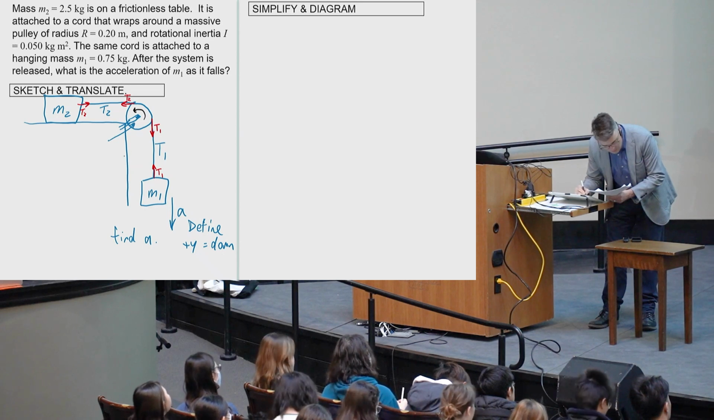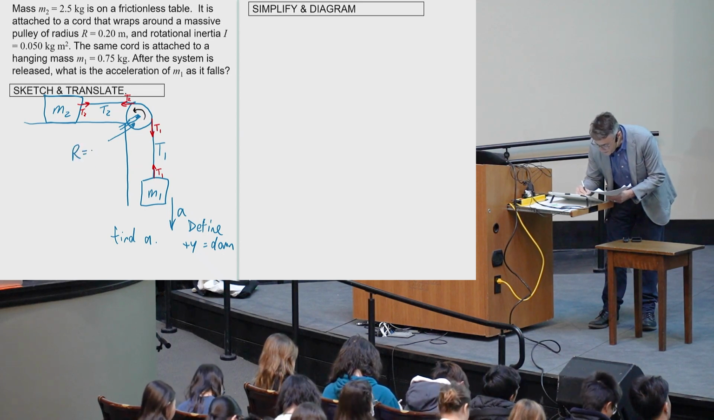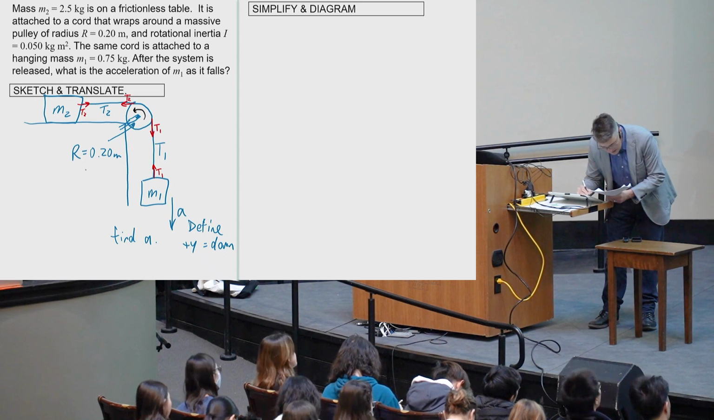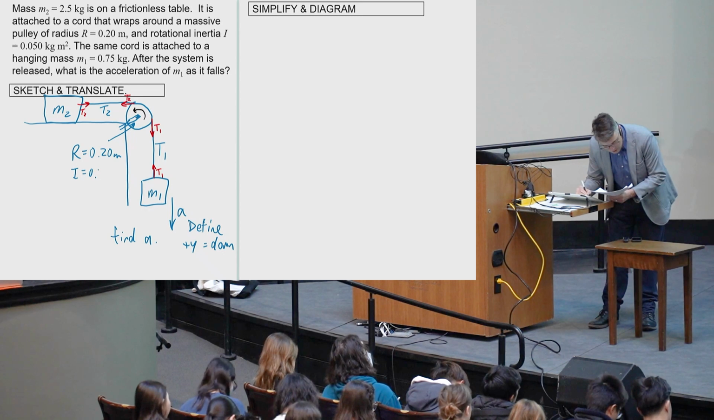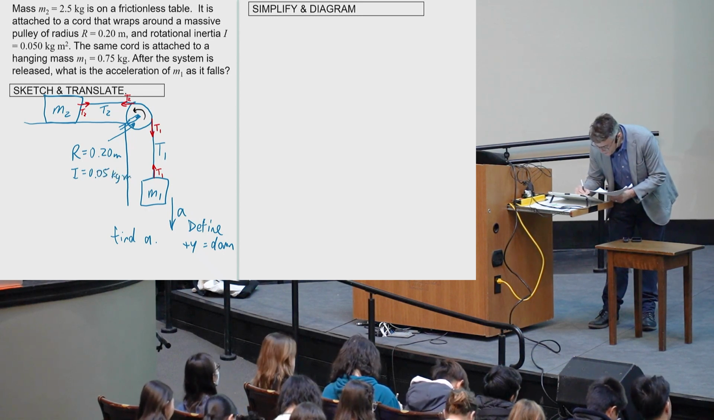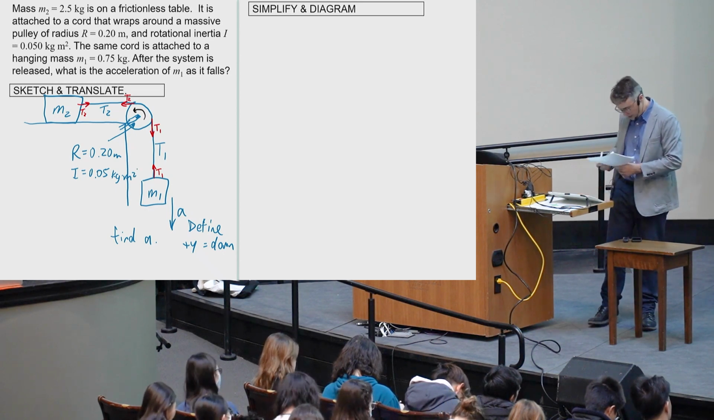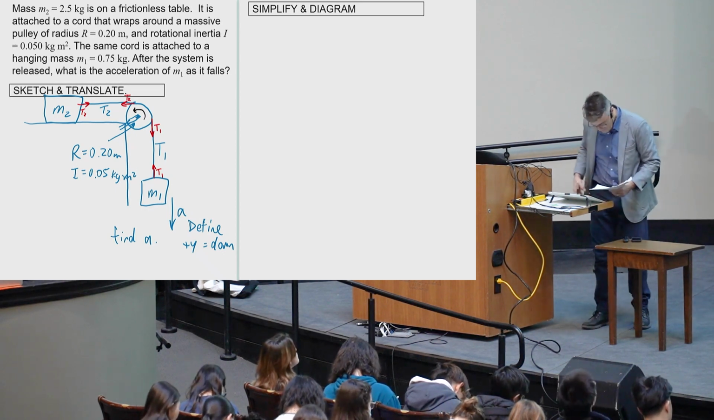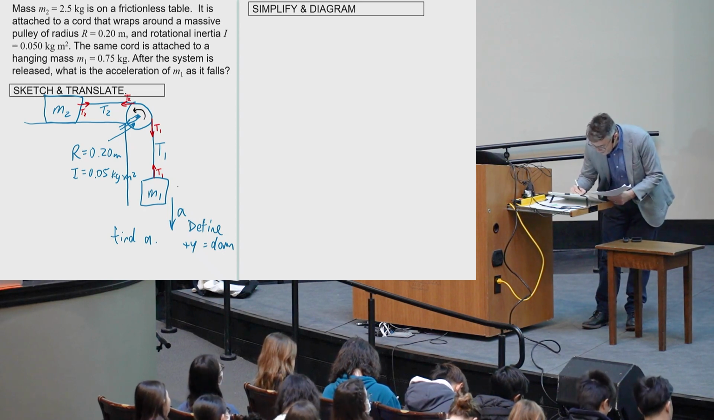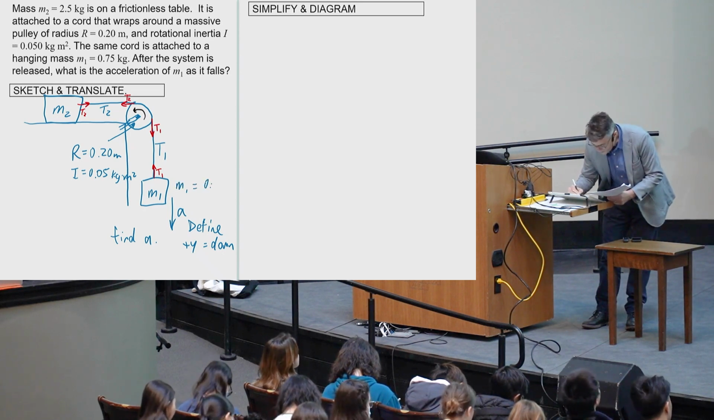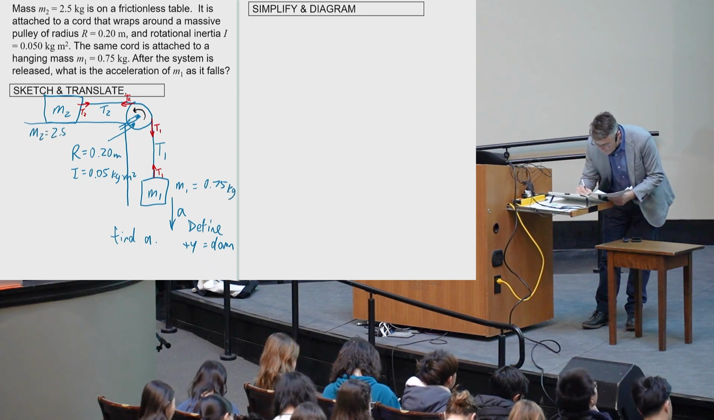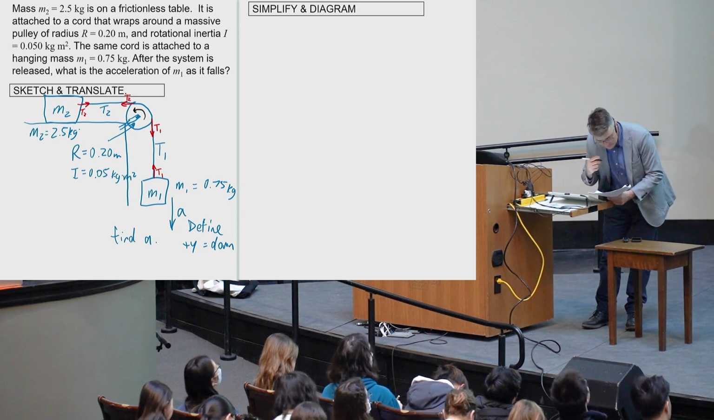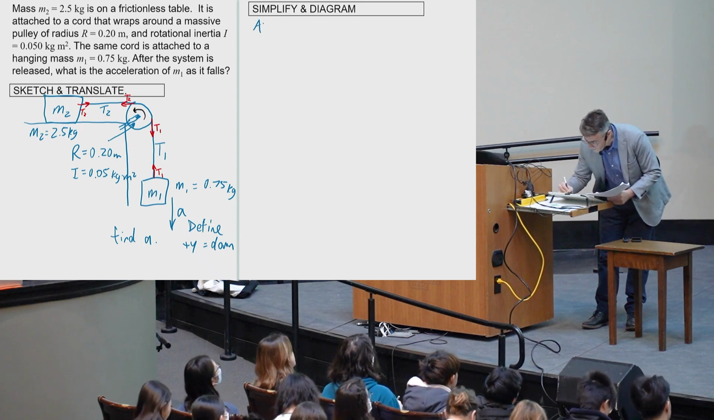And with the pulley, its radius is 0.20 meters, and its rotational inertia is given, actually. It doesn't say it's a solid hoop or anything. It just says 0.05 kilograms times meters squared. And M1 is known to be 0.75 kilograms, and M2 is known to be 2.5 kilograms. Find a.